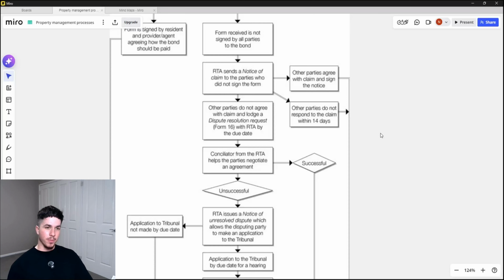However, the vice versa, if we claim that full bond as a property manager, the tenant doesn't respond to that claim, we get that full bond. So it works both ways.